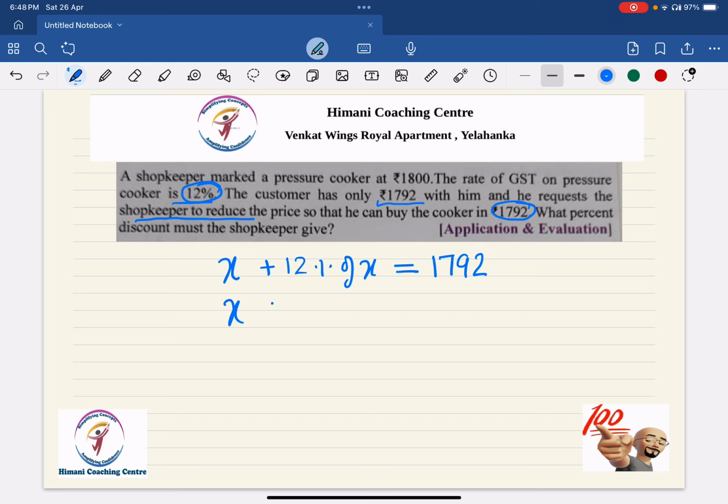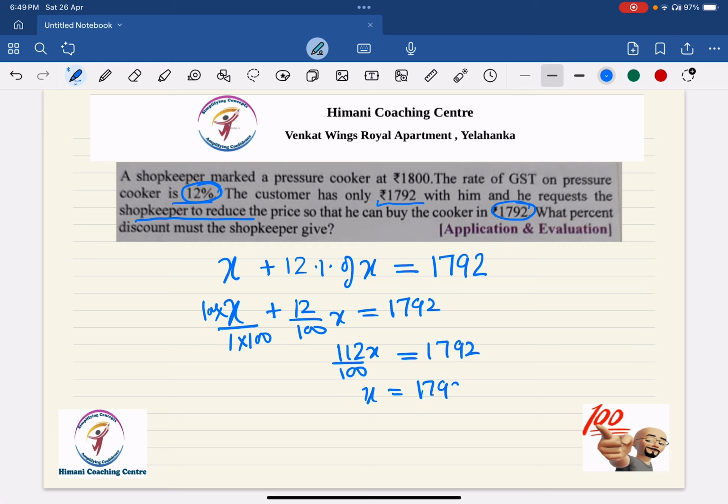Now let's do this. So it is X plus 12 over 100 X, which is equal to 1792. Let's do the LCM. It is upon 1, so I have to multiply this with 100. So this becomes 100x plus 12x, which is 112 over 100x, which is equal to 1792. And hence x would be 1792 into 100 divided by 112. Okay, so this is what you will get.